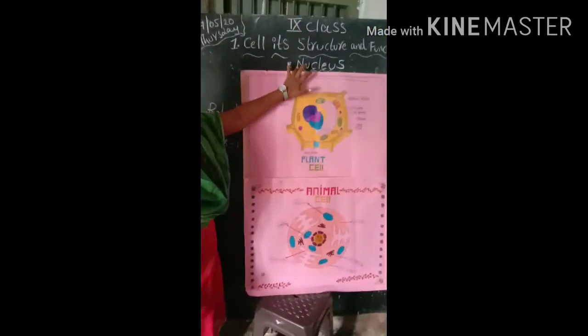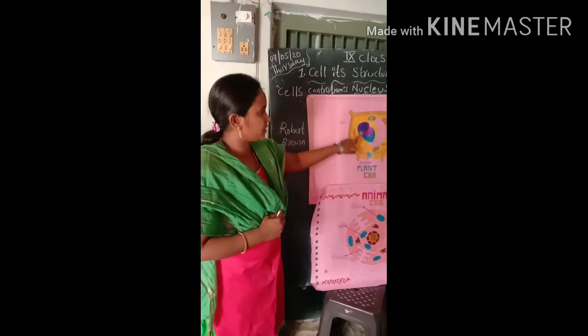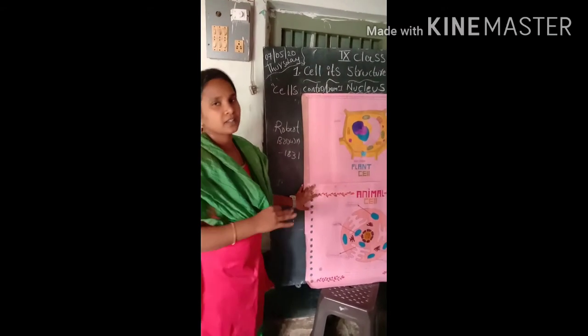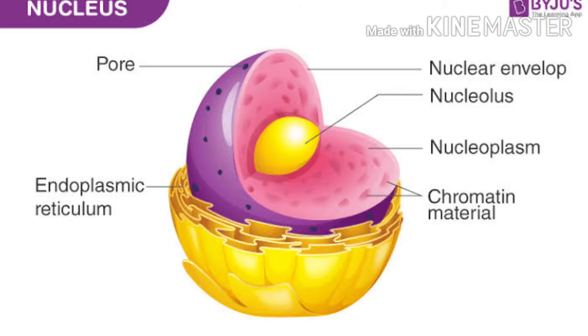The nucleus is also called the cell's control room. Why is it called the cell's control room? Because it regulates and controls all the activities of the cell. For example, in our body, which organ controls all our functions? The brain, isn't it? Like that, the nucleus also controls all the cell's activities. So it is considered the cell's control room.